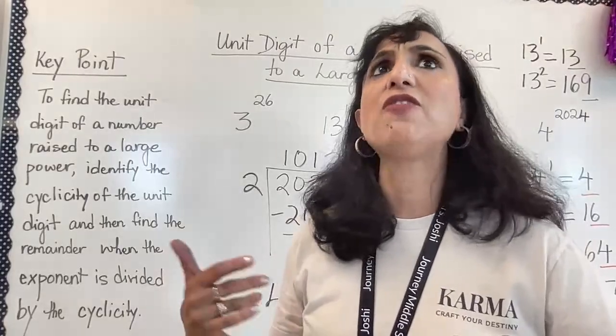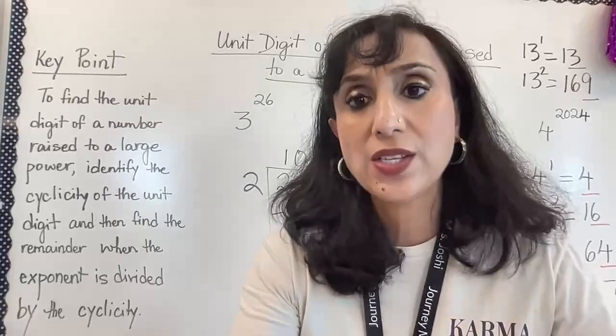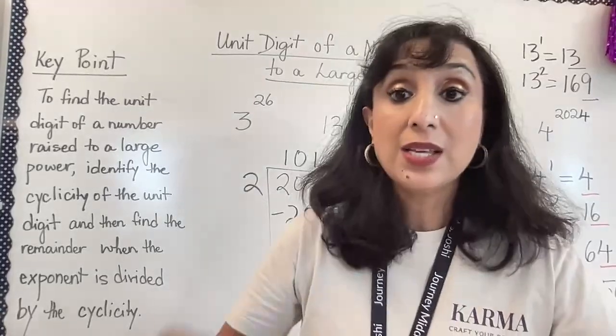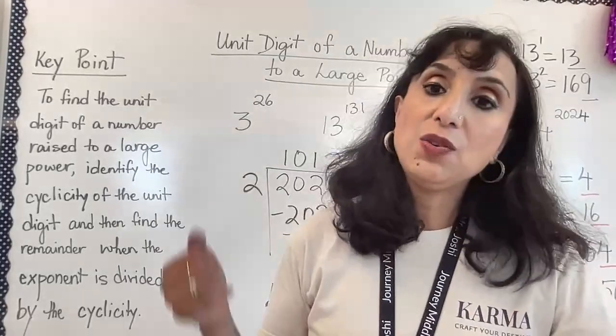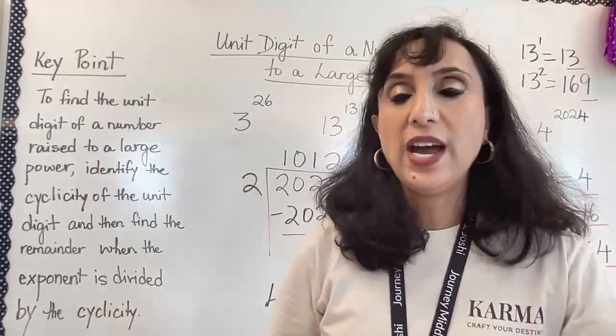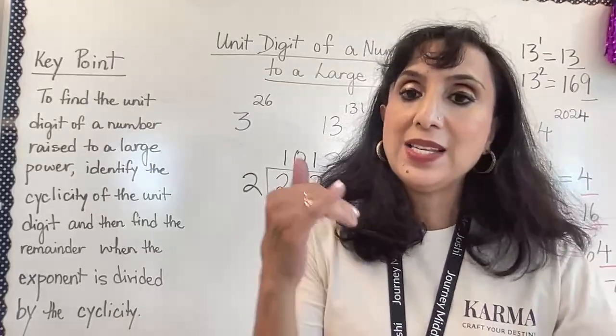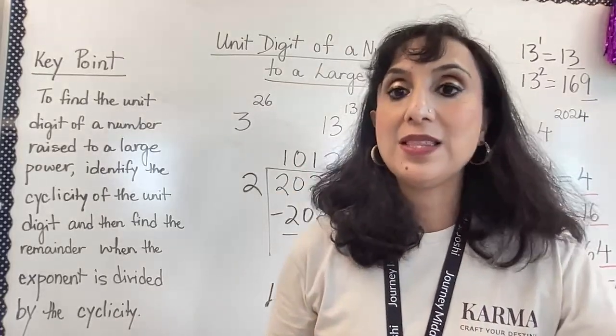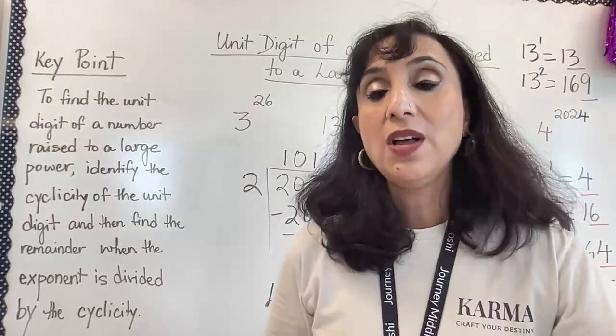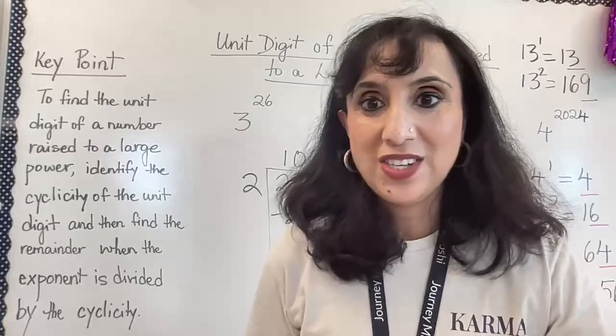So you just have to come up with the pattern of what those numbers are cycling as, then you take the exponent and divide it by that number, and whatever the remainder is, that is whichever number is in the pattern, and that's how you figure out what the units digit is going to be.